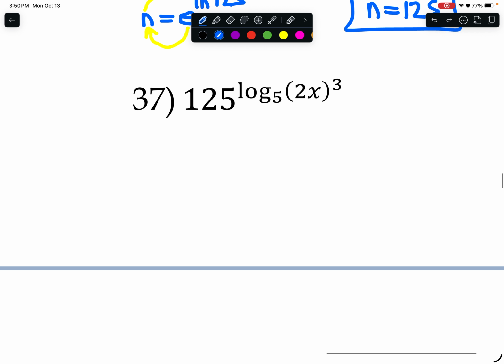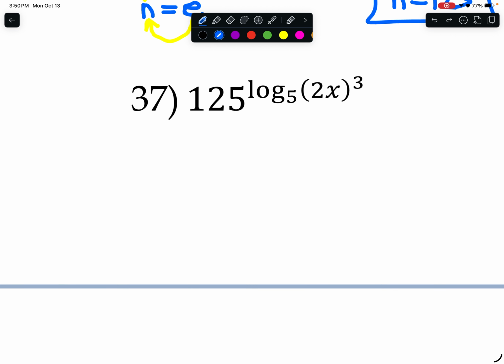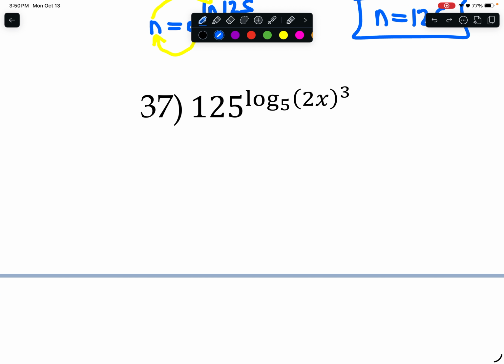And then I just go nuts. So this is just me losing my mind. So once again, unknown value. So n is equal to 125 raised to the log base 5 of 2x all cubed. So I'm going to rewrite 125 with a base of 5. So 5 cubed times log base 5 of 2x cubed.